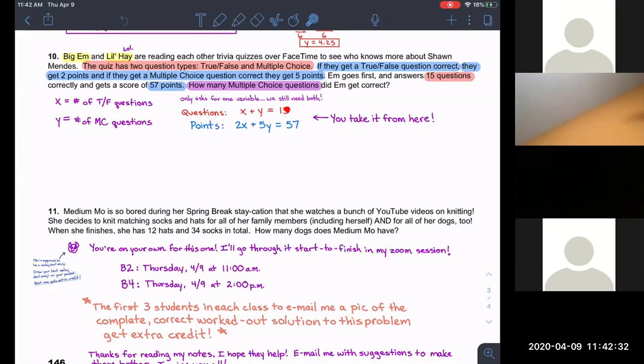All right, so that's where the x plus y equals 15 comes from. The number of true false questions is x, the number of multiple choice questions is y. If we add those together, we should get the total number of questions. And then the second equation has to do with points. You get 2 points per true false, so 2 times x. And then you get 5 points for multiple choice questions, so 5 times y. And then her total number of points, if we add those together, should equal 57. So that's where those 2 equations came from. Any questions on how to come up with those equations?